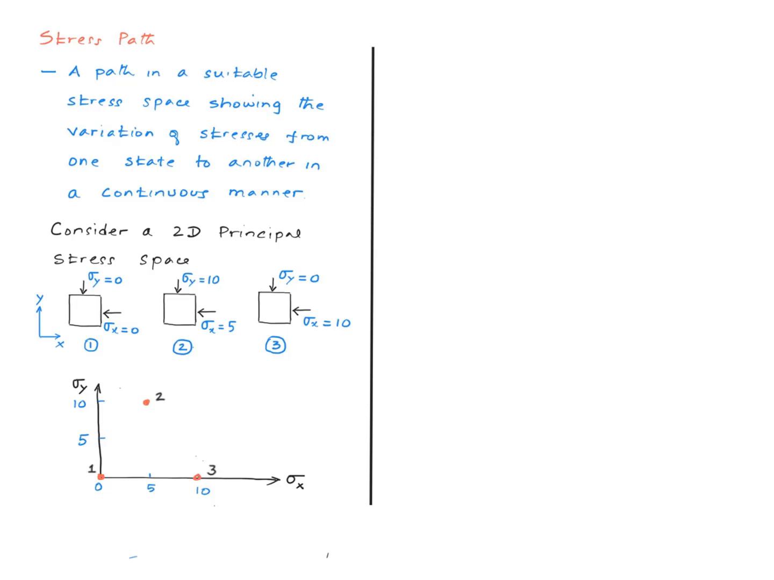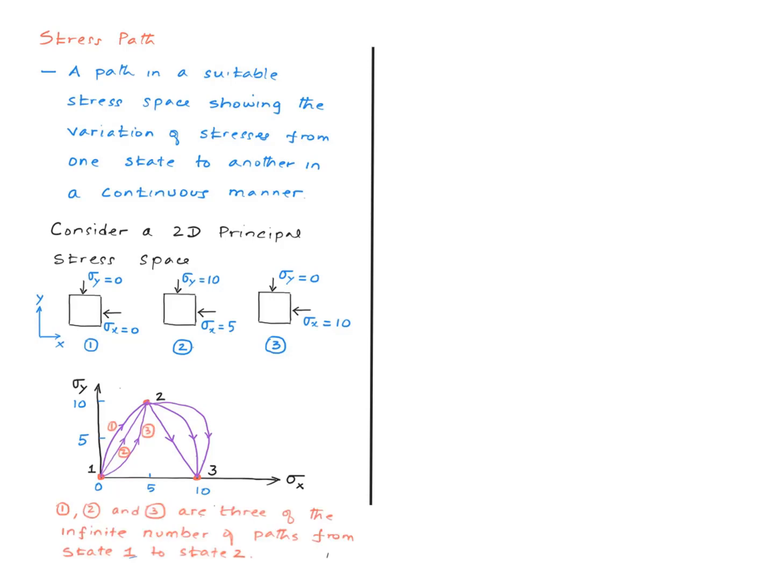But the question is, how did I get from point 1 to point 2? You can see there are an infinite number of ways to get to point 2 from point 1. I could follow a path like this, or I could follow a path like this, or I could follow a straight line path, right? So these are 3 of the multiple ways in which you can get to point 2 from point 1. Similarly, from point 2 to point 3, there are again multiple ways in which you could get to point 3, right? Why is it important for us to know exactly how we get from one point to the other?